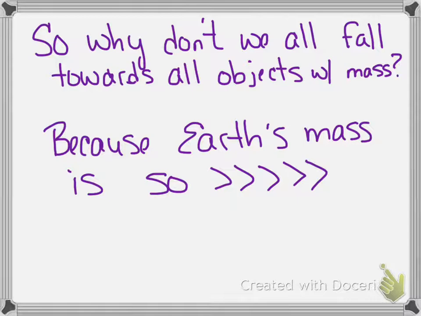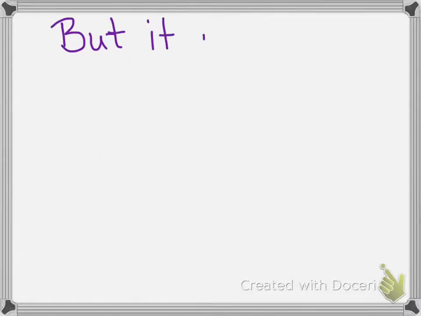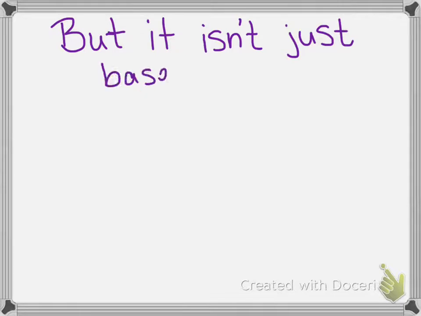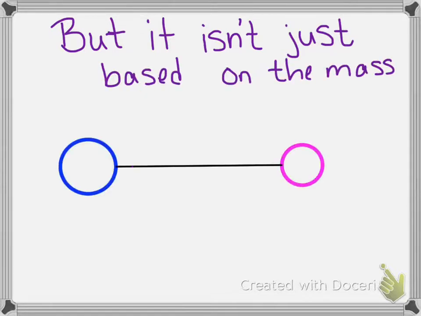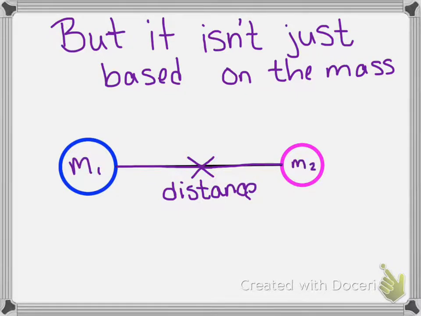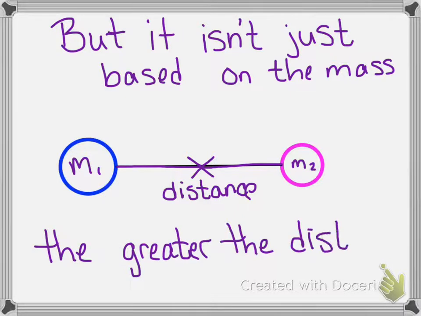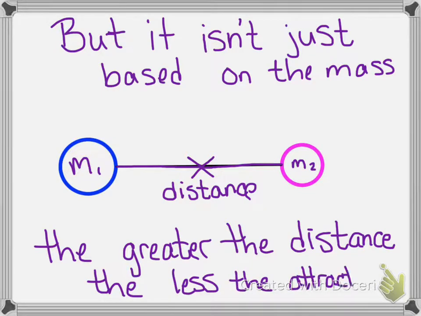I mean, mathematically, are you pulling the Earth towards you? Yes. Are we going to actually be able to see that? No. So let's look at mathematically what we're doing. It's not just going to be based on the mass. It's going to also be based on the distance between them. So let's imagine that, again, we have the Earth and the moon, and we're going to look at the distance between those two objects, and we're also going to look at their masses. So mass 1, mass 2, and the distance. The greater the distance between the two objects, the lesser the attraction of gravity.